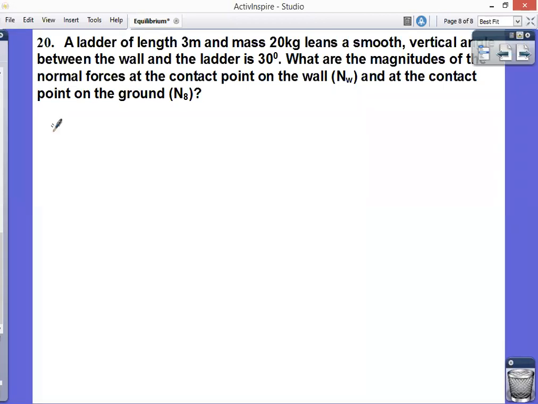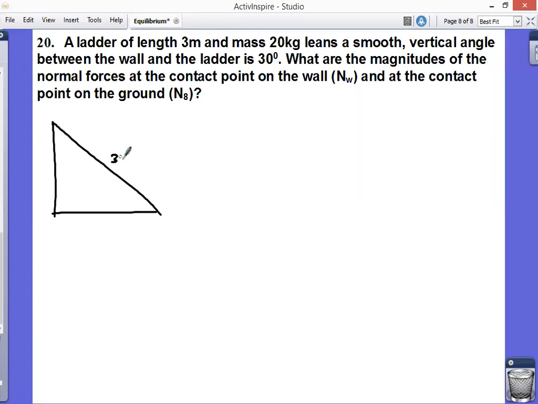So let's first of all draw what we have here. The ladder we have, which is 3 meter. The vertical angle between the wall and the ladder is 30 degrees. So the vertical angle here is going to be 30 degrees. Here is 30, here is 90, right? And here is going to be 60.